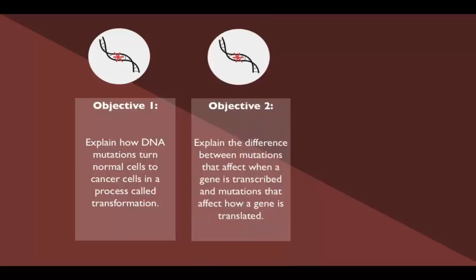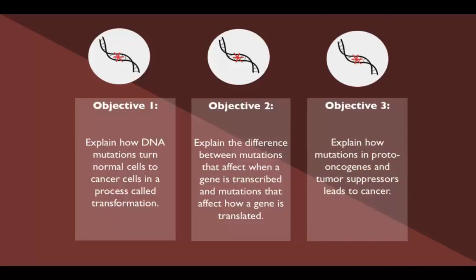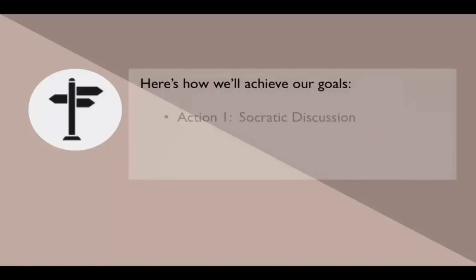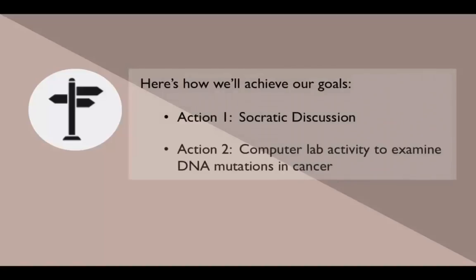Explain the difference between mutations that affect when a gene is transcribed and mutations that affect how a gene is translated. Explain how mutations in proto-oncogenes and tumor suppressors leads to cancer. We will achieve these goals by engaging in a Socratic discussion and a computer lab activity to examine DNA mutations in cancer.